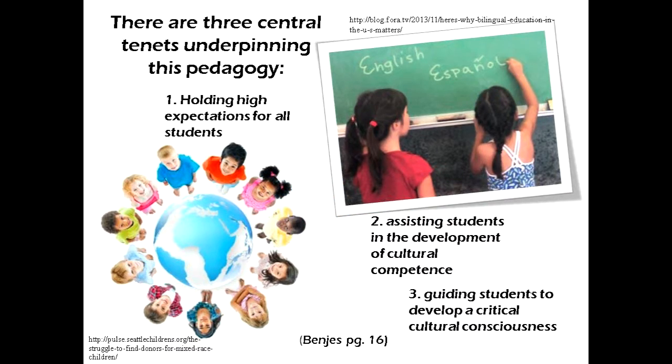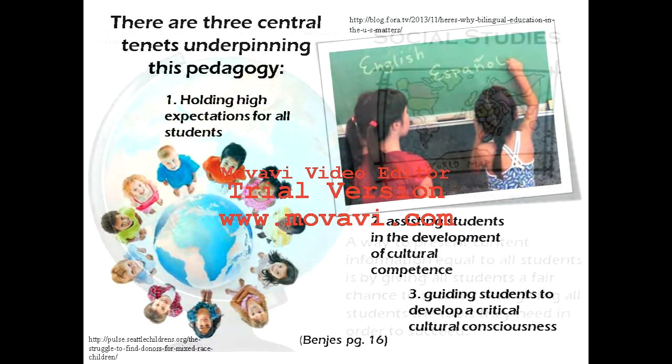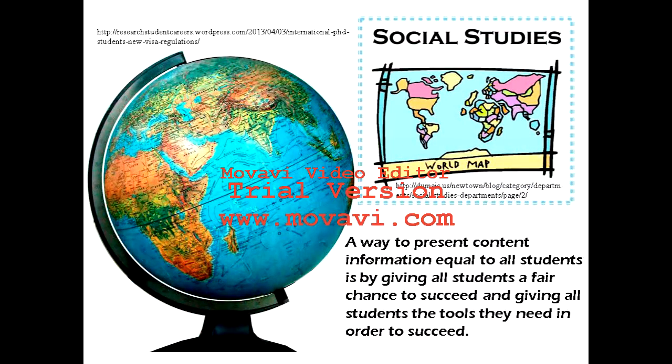There are 3 central tenets underpinning this pedagogy. 1. Holding high expectations for all students. 2. Assisting students in the development of cultural competence. And 3. Guiding students to develop a critical cultural consciousness. In this student-centered framework, the uniqueness of each student is not just acknowledged, but nurtured. One can conclude, therefore, that in order to be culturally responsive educators, all of these principles need to be integrated into a teacher's pedagogy to ensure that all students are getting equal and meaningful education.